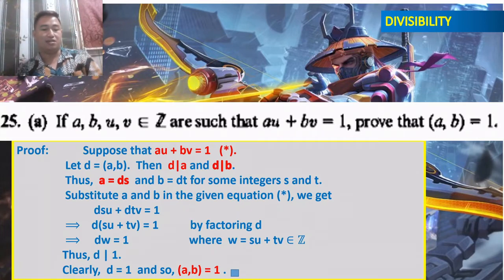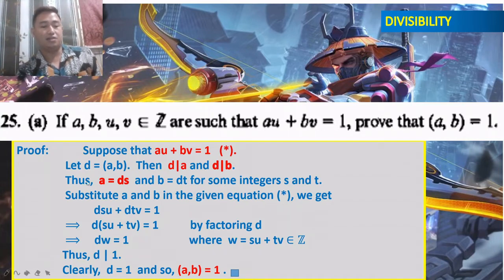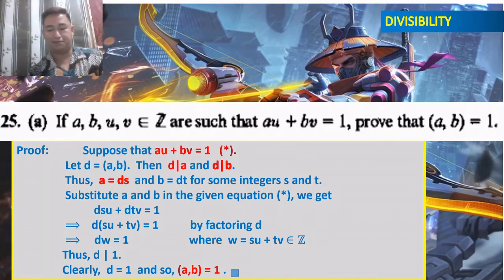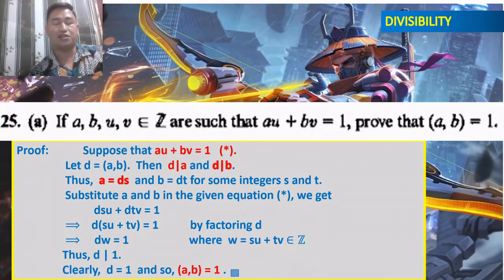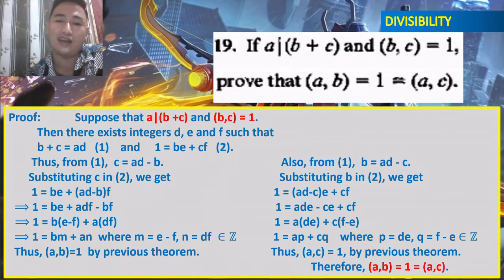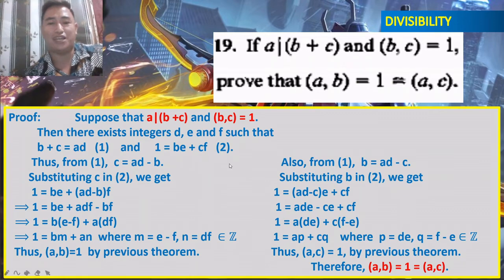Nothing else divides 1 as a positive integer. So what is the positive integer that can be this GCD? Right? It is only 1. 1 divides 1. So D equals 1. Okay, if D is 1, class, remember that D is equal to the GCD of A and B. And so, the GCD of A and B is equal to 1.